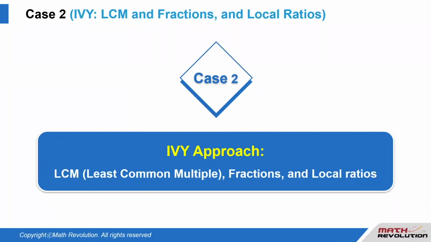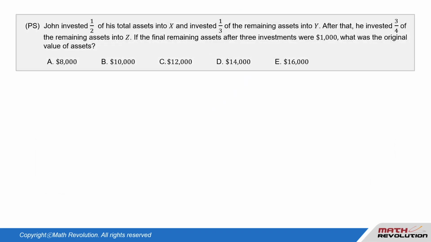Case 2. Ivy approach. LCM and fractions, and local ratios. P.S. John invested 1/2 of his total assets into X and invested 1/3 of the remaining assets into Y. After that, he invested 3/4 of the remaining assets into Z. If the final remaining assets after 3 investments were $1,000, what was the original value of the assets?